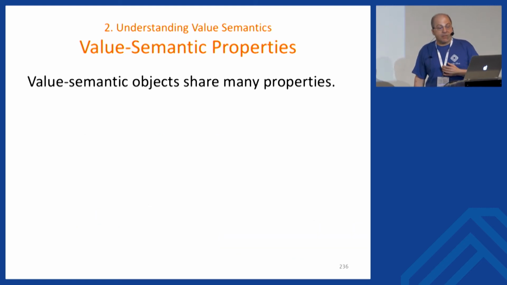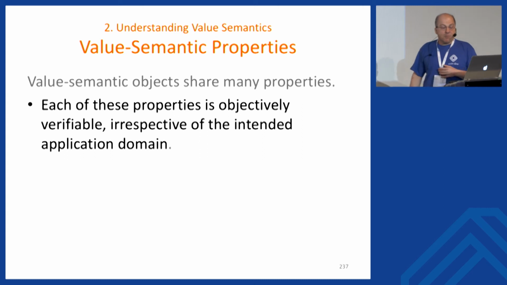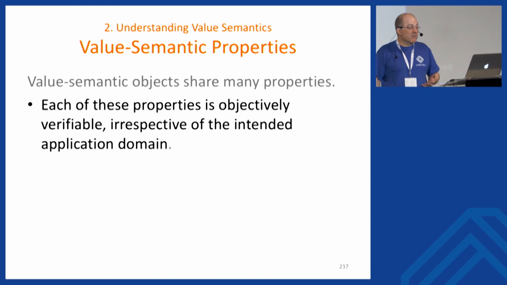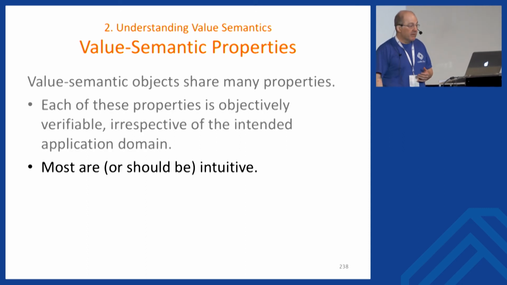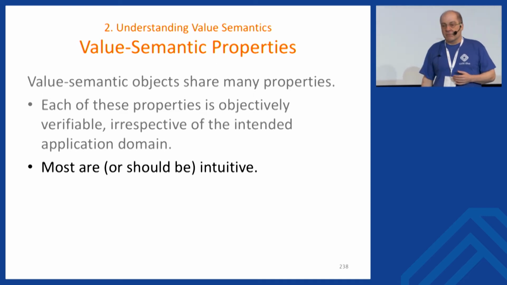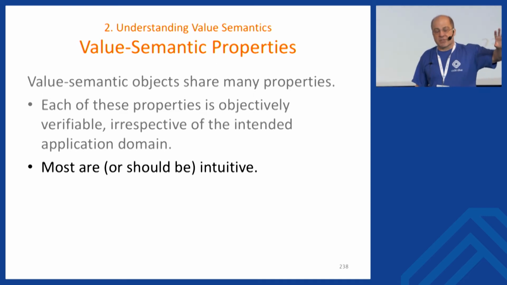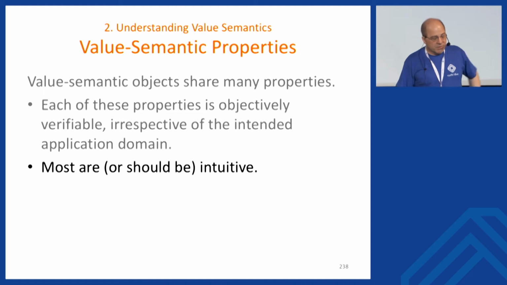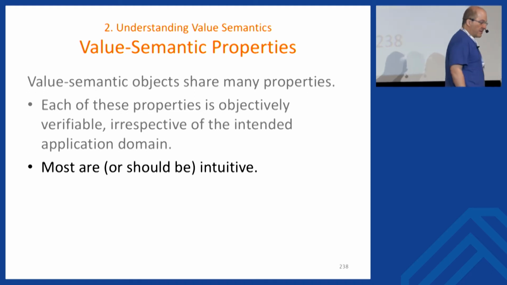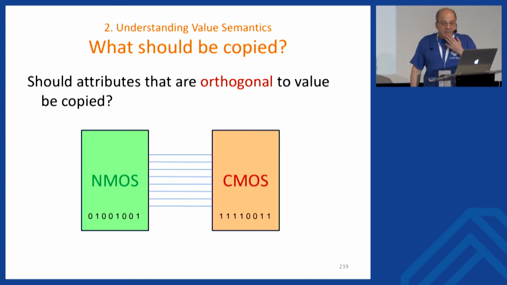So value-semantic objects share many properties. Each of these properties has to be objectively verifiable irrespective of the intended application domain, which means we don't do crazy things like saying this integer reduces somehow, or this fraction reduces, because as soon as you start to introduce those kinds of things, craziness ensues. Now there's another thing.